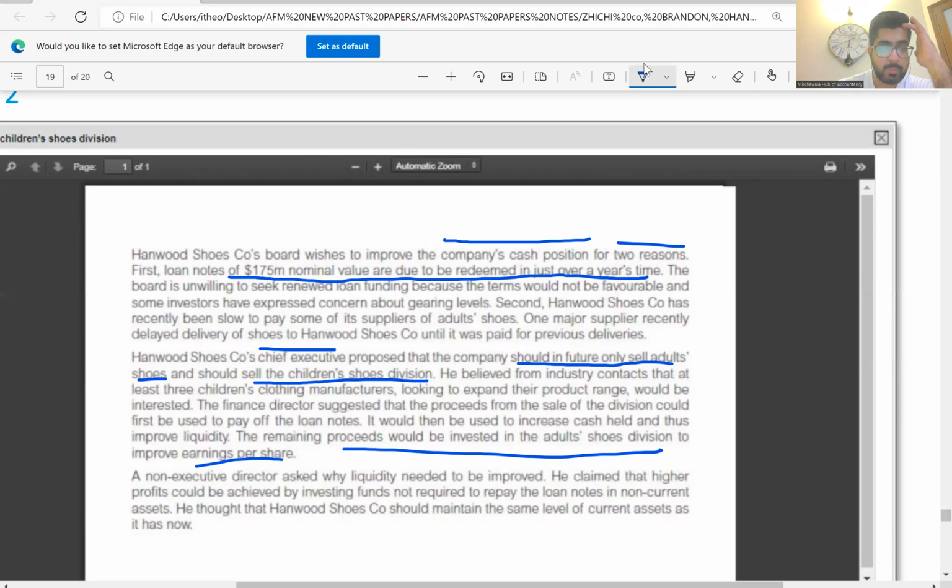A non-executive director asked why liquidity needs to be improved. He claimed that higher profits could be achieved by investing funds not required to repay the loan notes in non-current assets. He thought that Hanwood Shoes should maintain the same level of current assets as it is now. NED is saying why you need to improve liquidity. He says that higher profits could be achieved if you invest funds in non-current assets, and you should maintain the same level of current assets. Everybody is giving his views.